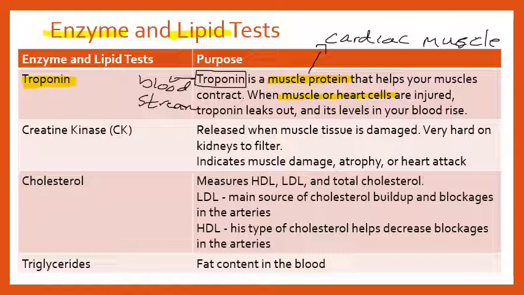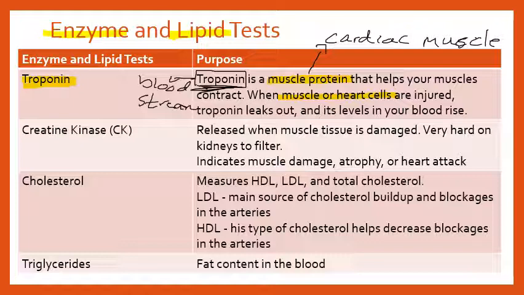So if you had a mild heart attack and you went into the hospital, maybe you're not in resuscitation or anything. You might be able to recover from it, and they'll check to see if there is troponin inside of your blood. If there is, chances are you had a heart attack.